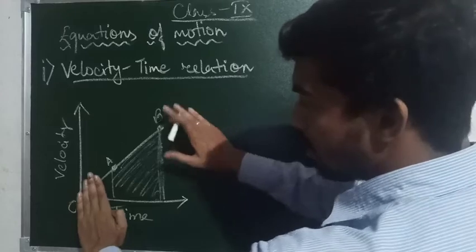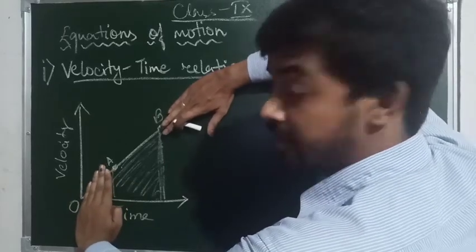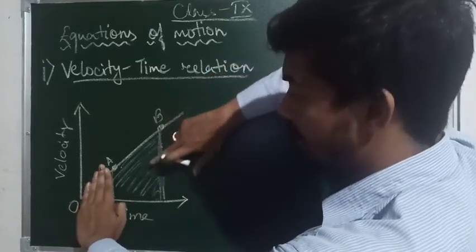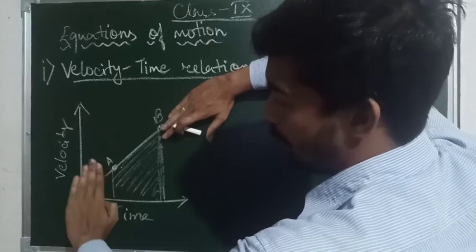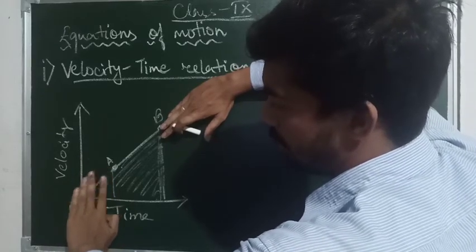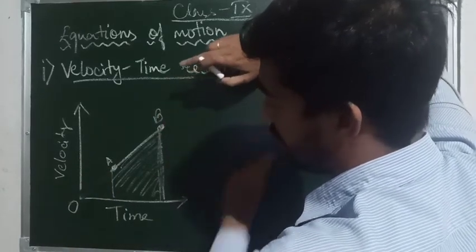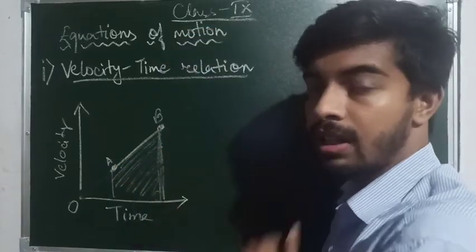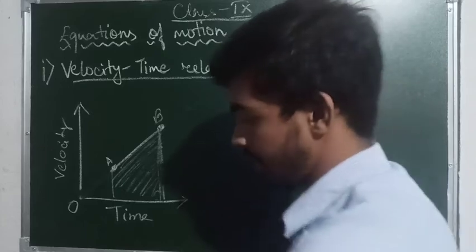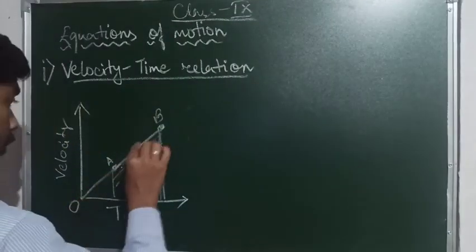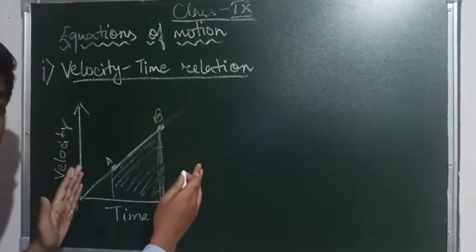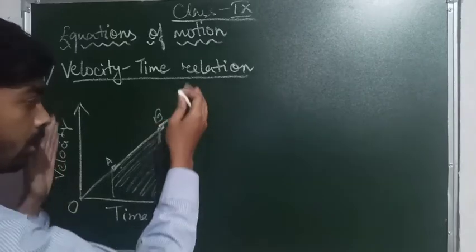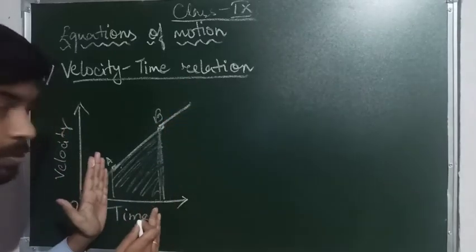If you see here, this is a trapezium. If I draw this shape separately and ignore this part, this is a trapezium. We will be using this part in the derivation. We don't need this whole graph, we only need this part.